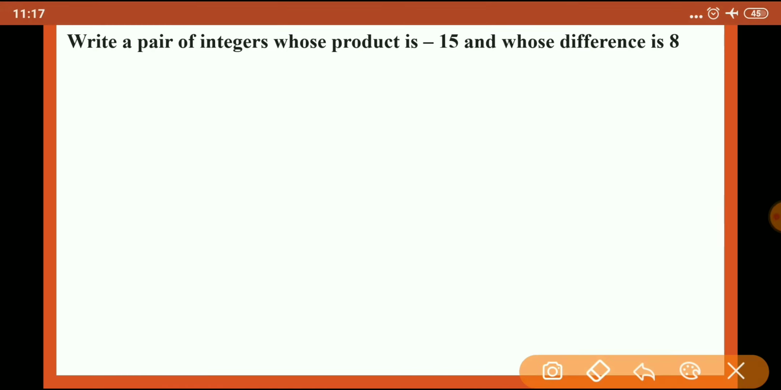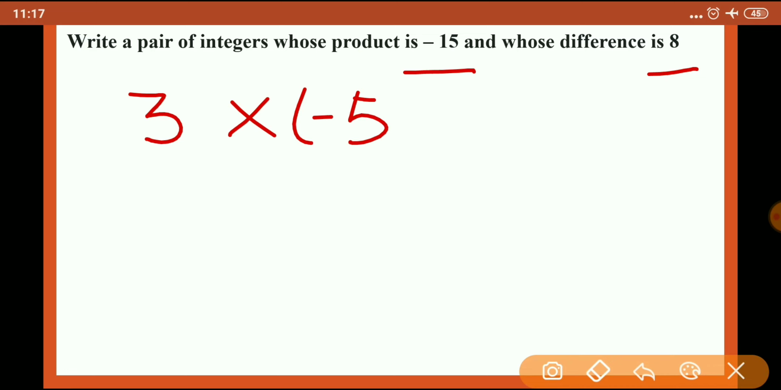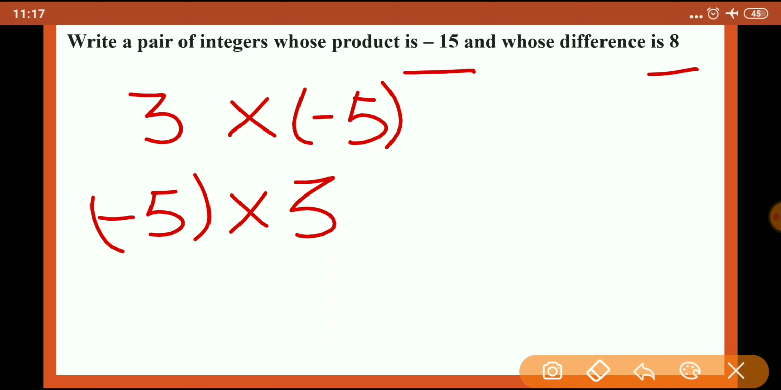Write a pair of integers whose product is minus 15 and whose difference is 8. Okay, now see, minus 15, it means what you will do. Here, some students wrote 3 into minus 5 and some students wrote minus 5 into 3. Now see what the difference is in both. Now whose difference is 8, it means their difference should also be 8.